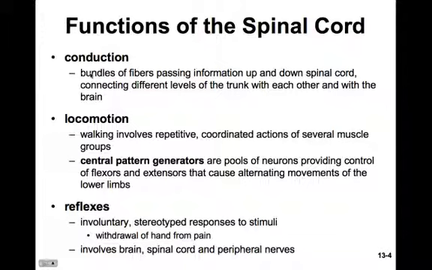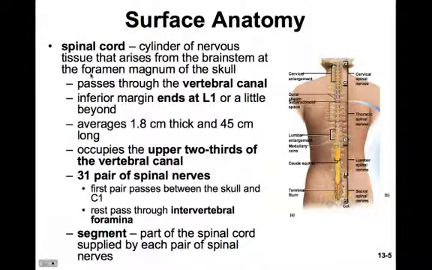The spinal cord is a cylinder of nervous tissue that arises from the brainstem at the foramen magnum of the skull. It passes through the vertebral canal right behind the vertebral body. The spinal cord ends at L1, or maybe a little bit beyond. It's about 1.8 centimeters thick and about 45 centimeters long. It occupies the upper 2/3 of the vertebral canal.